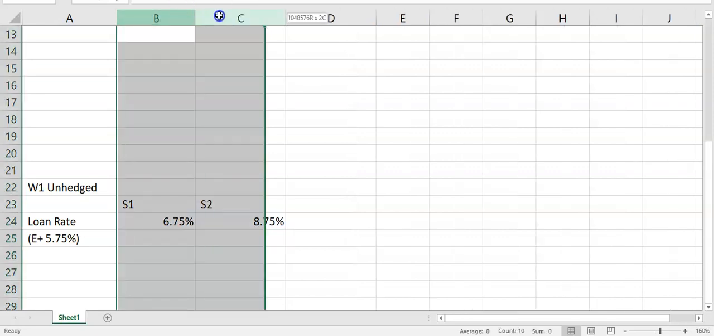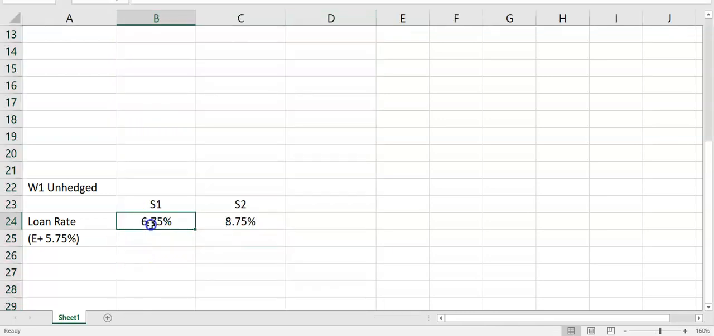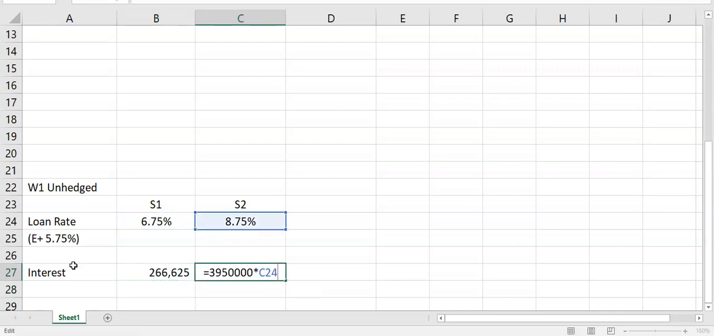So that means here, you're either going to borrow at 6.75 or 8.75. And that means the interest for year 1 will be 3,950 times 6.75%, so 266,000, or times 8.75%, which is 345,000. So you can see there that's what the company is afraid of.